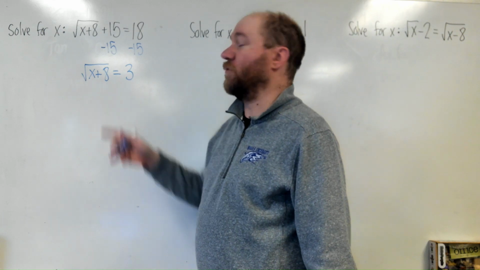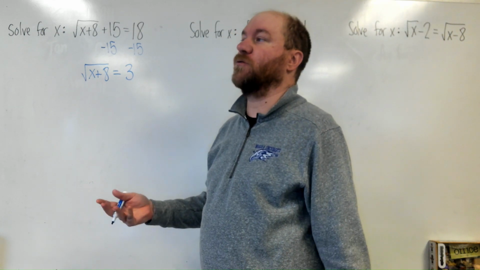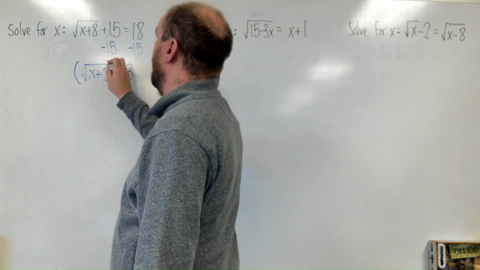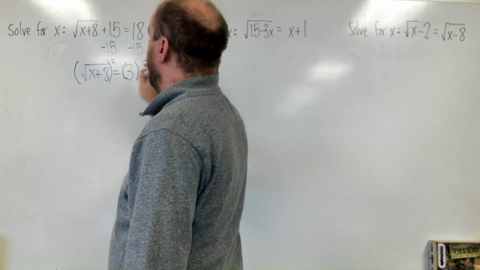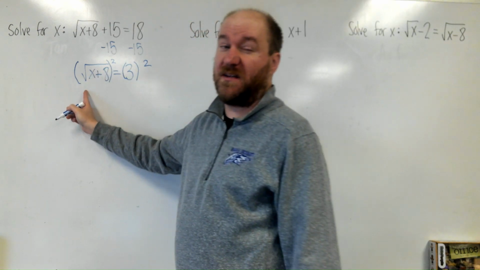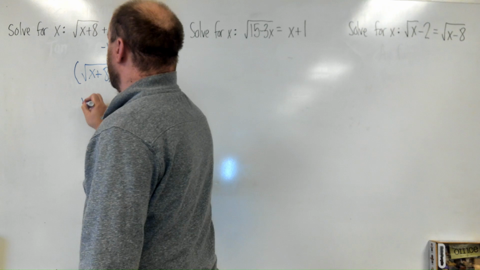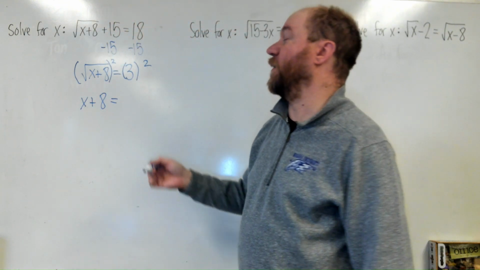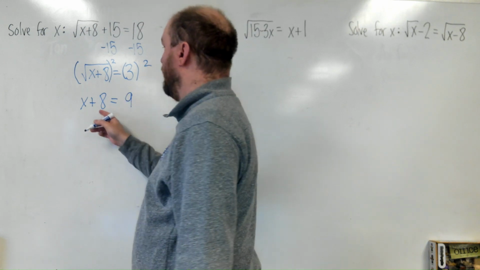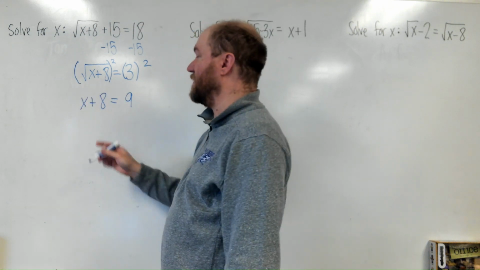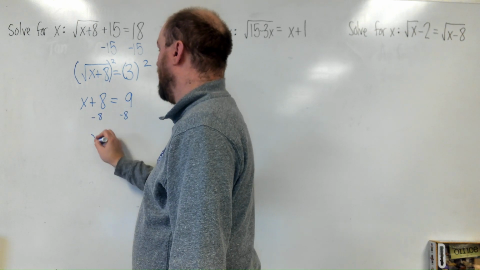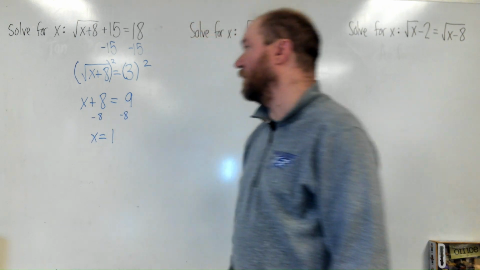So to get rid of a radical, we undo square rooting something by squaring something. So I'm going to square both sides. When I square something that's being square rooted, the square root sign just drops and we're left with x plus 8. Over here we have 3 squared is 9. And now that that shell is gone, now I can solve for x by doing minus 8 to both sides. And we get x equals 1.